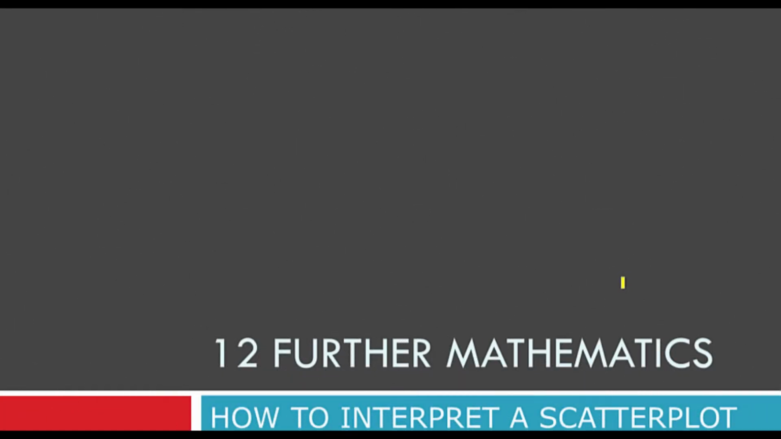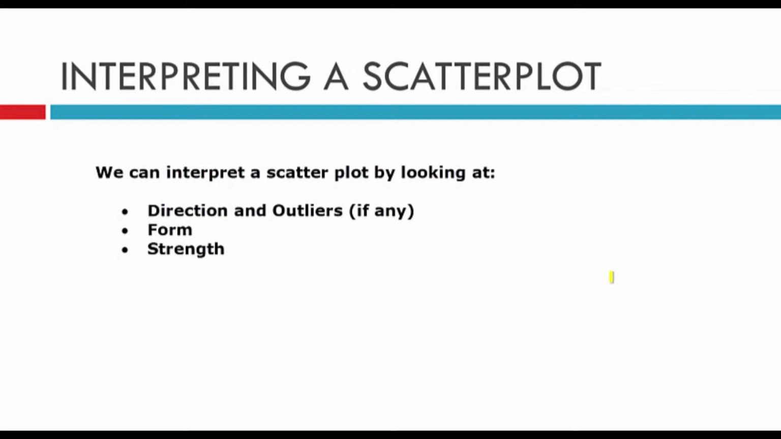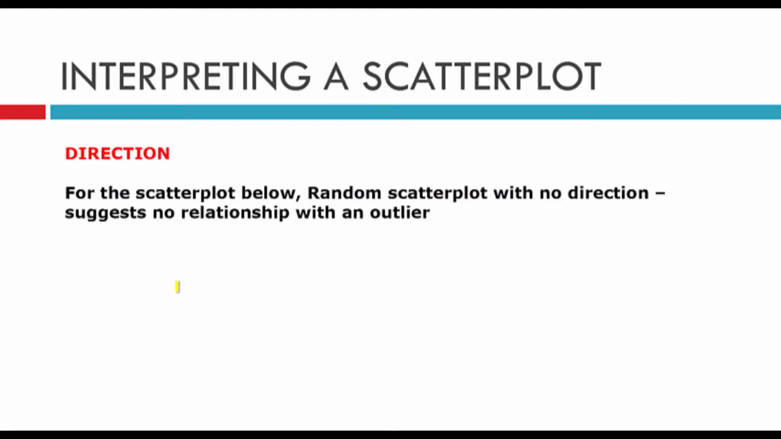Okay, we're going to be looking at how to interpret a scatter plot. Now, when we interpret a scatter plot, we look at direction and outliers, if there are any, and this is by visual at the moment. Then we look at the form and we look at the strength of it as well. Let's have a look at the direction and outliers if there are any.